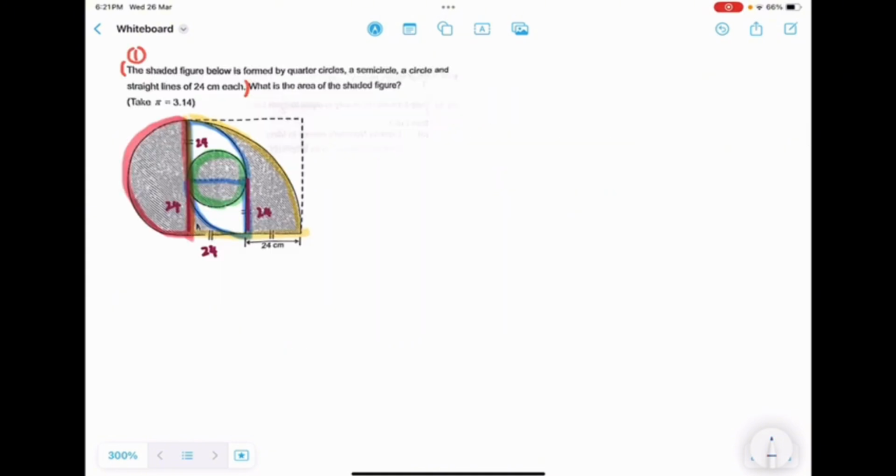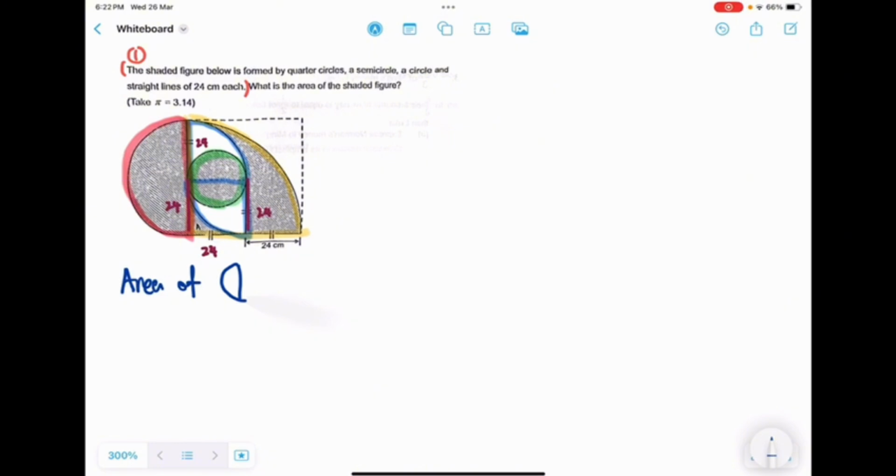Now, first thing I want to do is to identify my big. Looking at the image, I know that my big will consist of the big semicircle over here and the big quadrant over here. So first thing I want to find is the area of my semicircle.